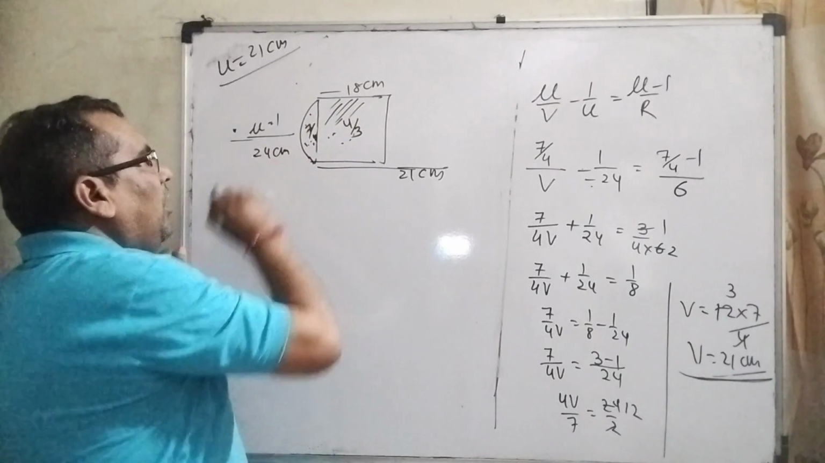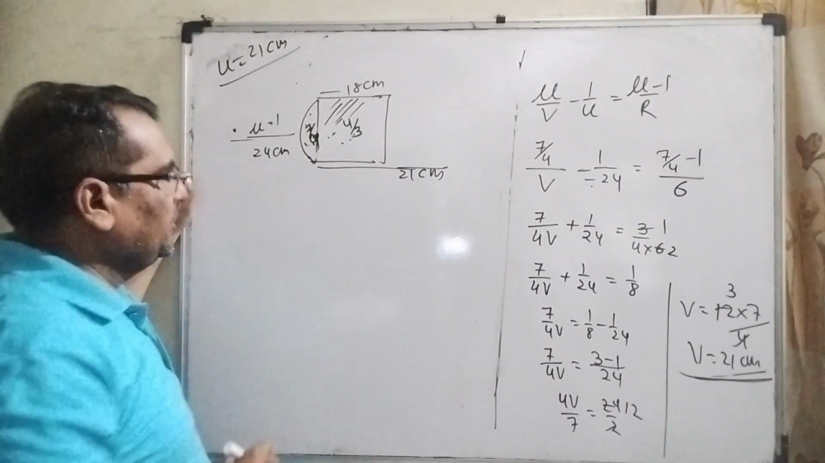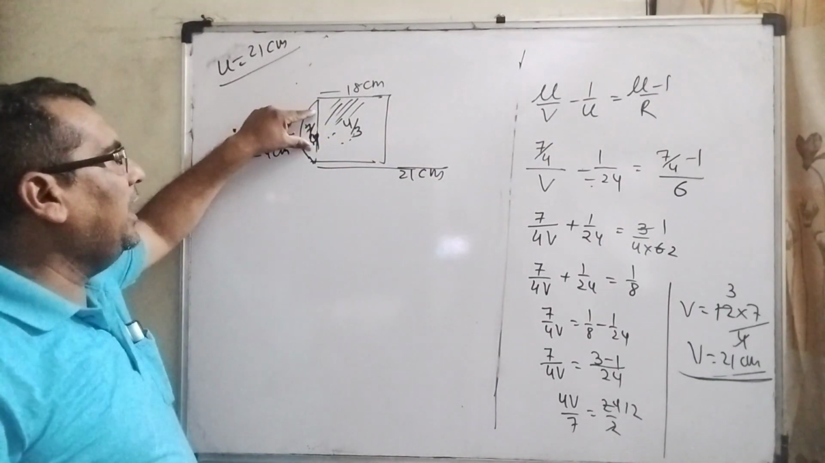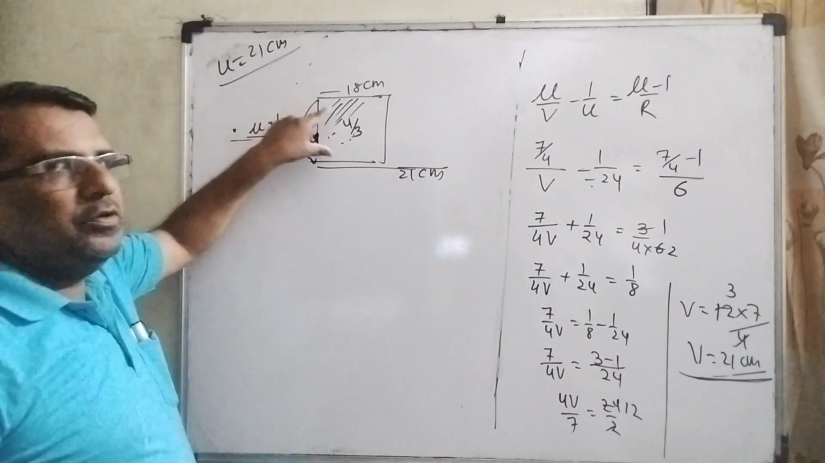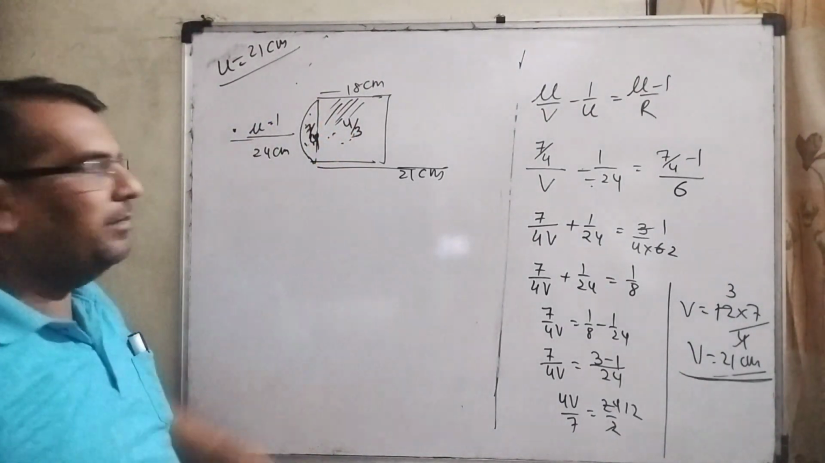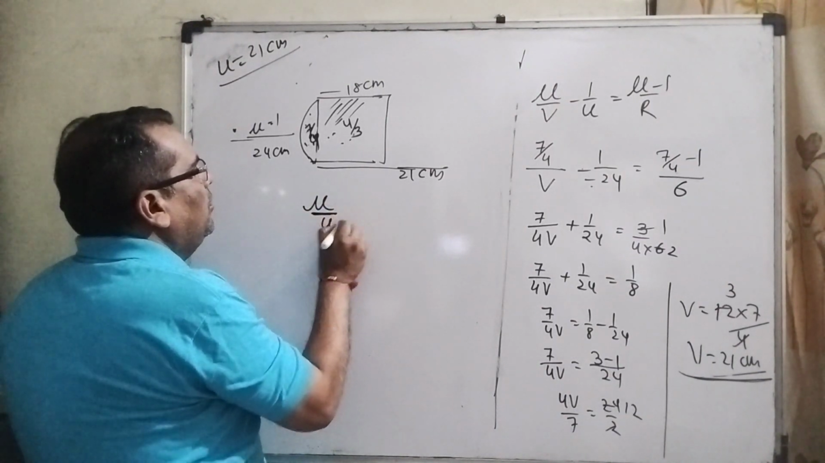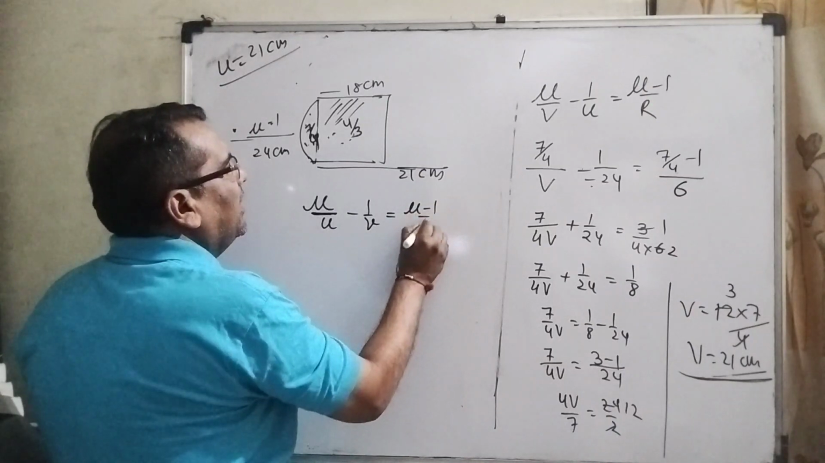Okay, here oil is a denser medium because its refractive index is 7 by 4, and the refractive index of water is 4 by 3. So therefore oil can be considered as a denser medium. And which formula can you use? Denser medium to rare medium, mu by U minus 1 by V equal to mu minus 1 by R.